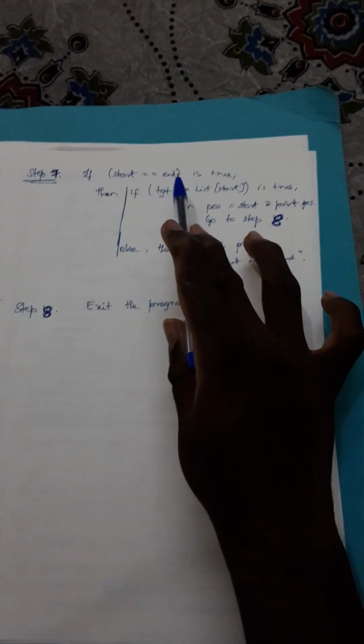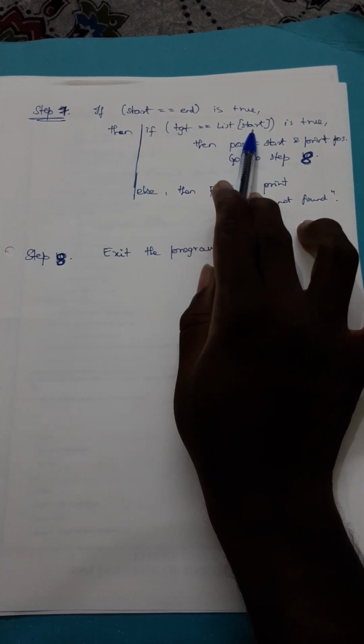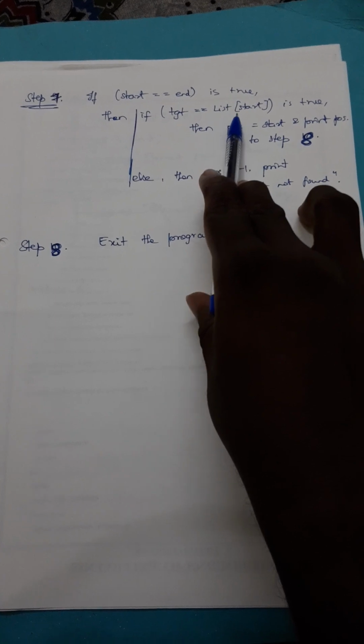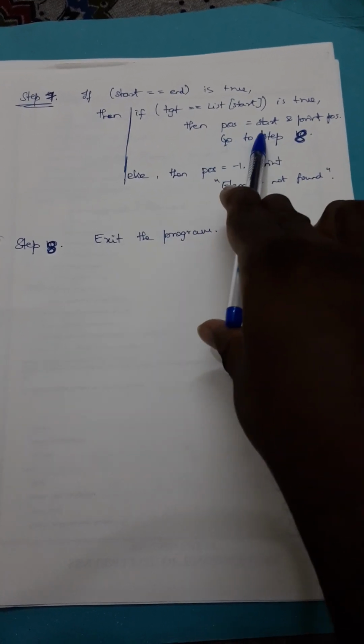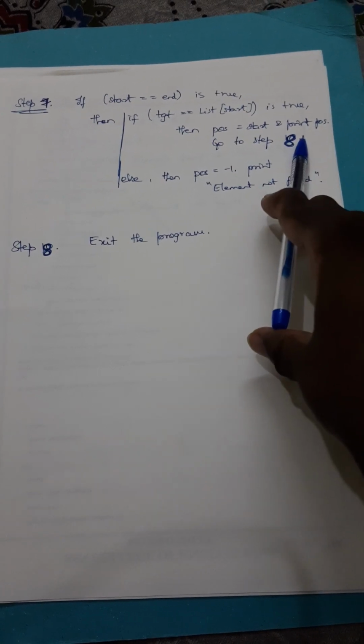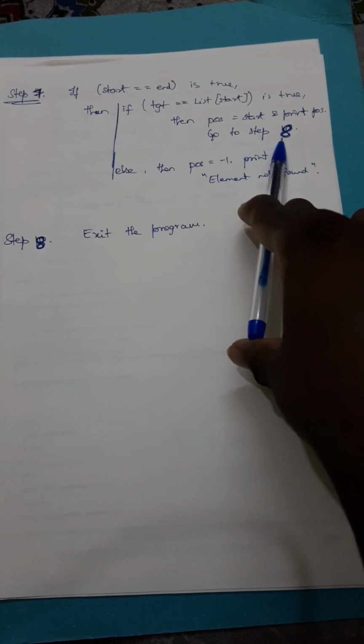So step 7 right here, we're just giving if start is equal to end, just to be on the safer side, because it'll be a bit tricky to code this stuff, the binary search. So if start is equal to end is true, then go inside. Then the last comparison: if target is equal to list of start. You could also give list of end because these both are the same. So if that is true, then we are changing position to the start value and printing that position value. That is, the element is found at that position, and we are moving to step 8, which is exit the program.